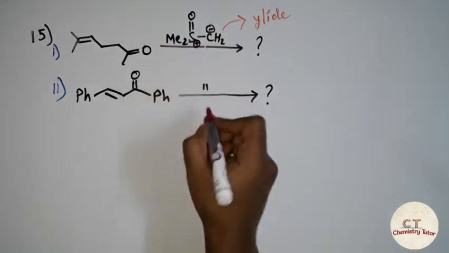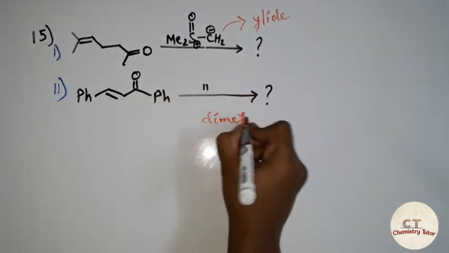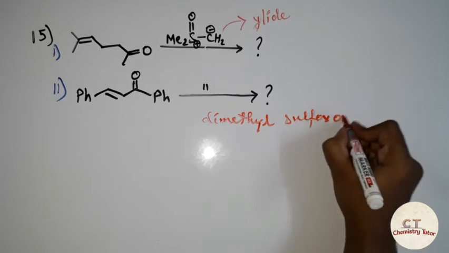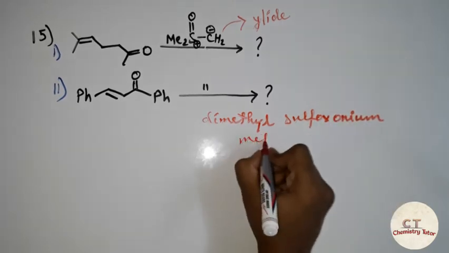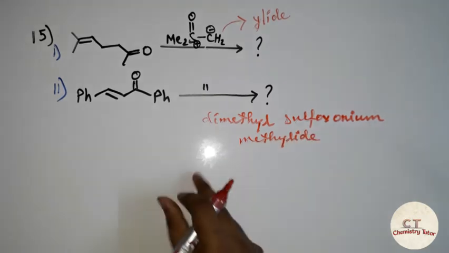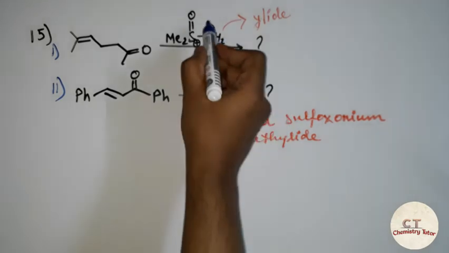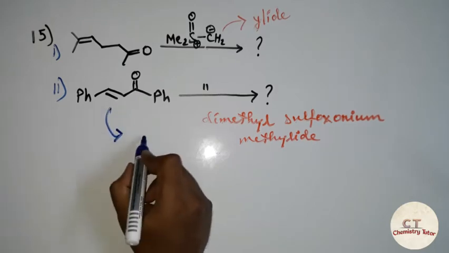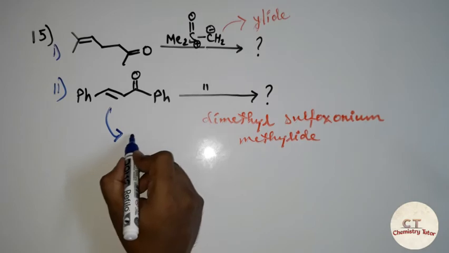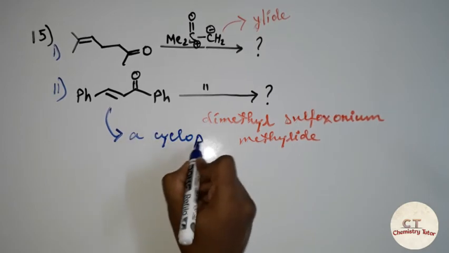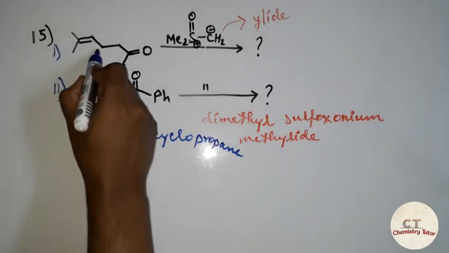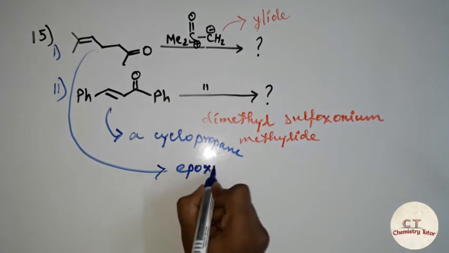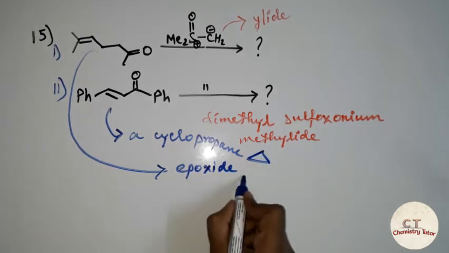The name of this ylide is dimethyl sulfoxonium methylide. Okay, this is the name of this ylide. So whenever you see this ylide, keep in mind that whenever there is a conjugated system, it will give us a cyclopropane, and if it is a non-conjugated system, on reacting with this ylide it will give us an epoxide. Cyclopropane means this, and epoxide means this one.